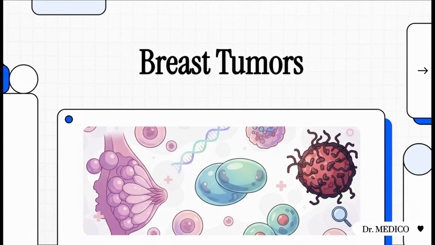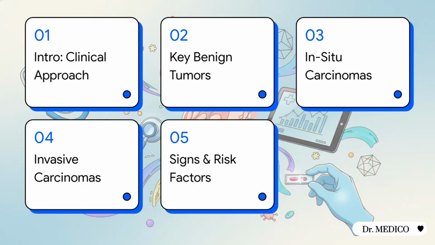Welcome everyone. In this high-yield explainer, we're going to cut straight to the chase on breast tumors, focusing on the critical, board-relevant points you absolutely need to know. Okay, let's just dive right in. We'll start with the essential clinical approach. Then we'll systematically break down the key benign and malignant tumors, and we'll wrap it all up with the highest yield signs and risk factors you need to have locked in.